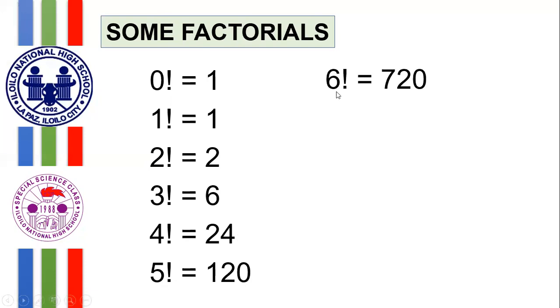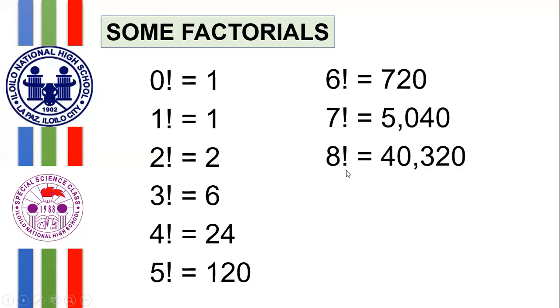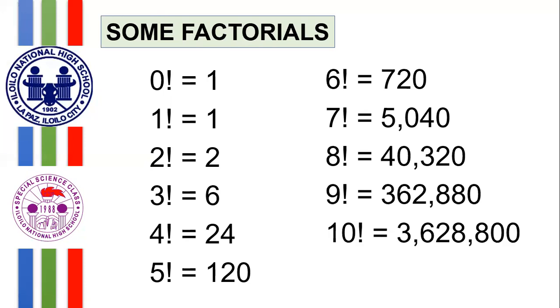120 times 6, so 6 factorial is 720. 720 times 7, so 7 factorial is 5,040. 8 factorial is 40,320. 9 factorial is 362,880. And 10 factorial is 3,628,800.